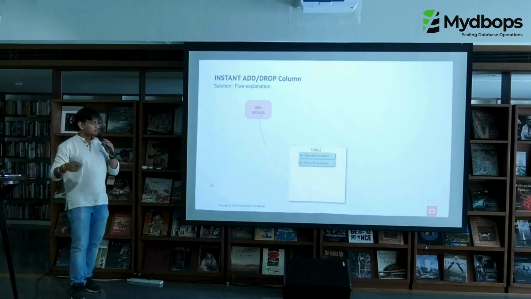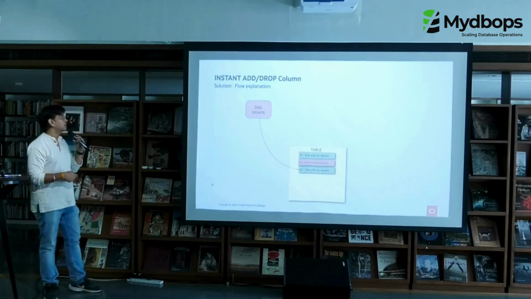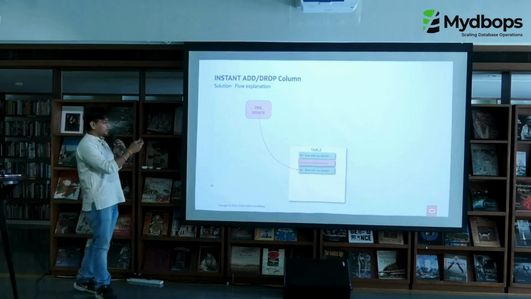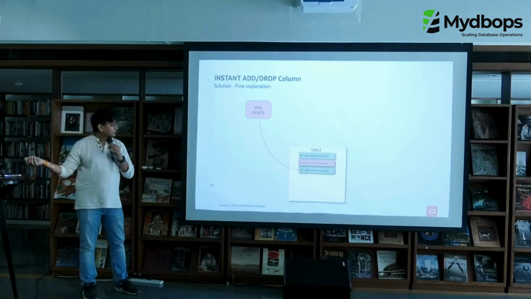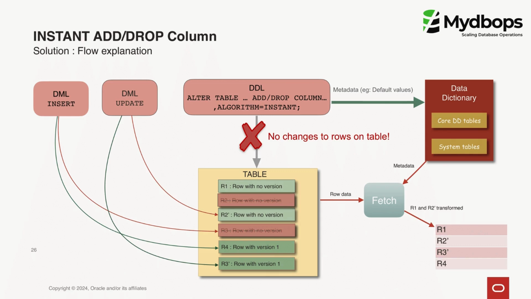Let me give a full flow of how this instant add and drop works. Let's say I have a table which has rows R1 and R2. Both of them have no version because no instant add and drop has been done. Now I do DML: I update R2 to R2 dash. Still no row version on the disk because no instant add and drop has been done. I do another insert, making R3, same, no row version.